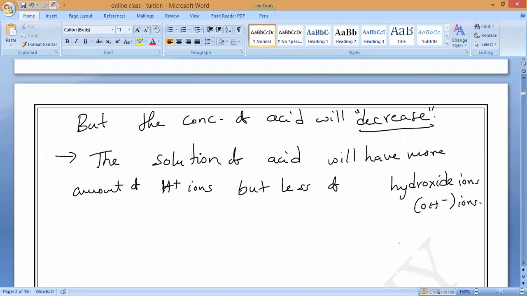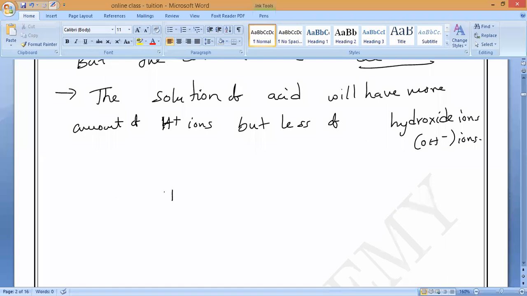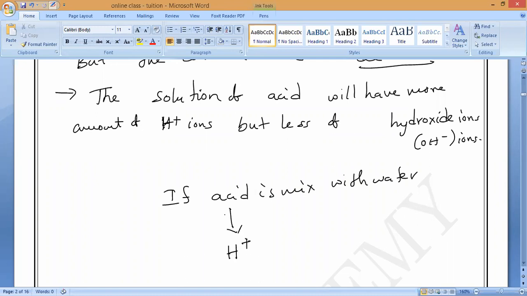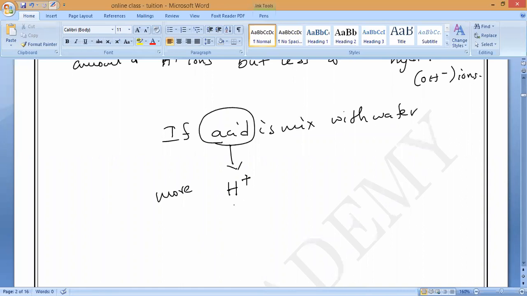So here is the question. If acid is mixed with the water, who is producing H plus ions? H plus ions are produced by acid. Is it yes or no? So more H plus ions will be produced. H plus ions we can also call by another name: hydronium ions. H3O plus, correct? Yes, hydronium ions are H plus ions.